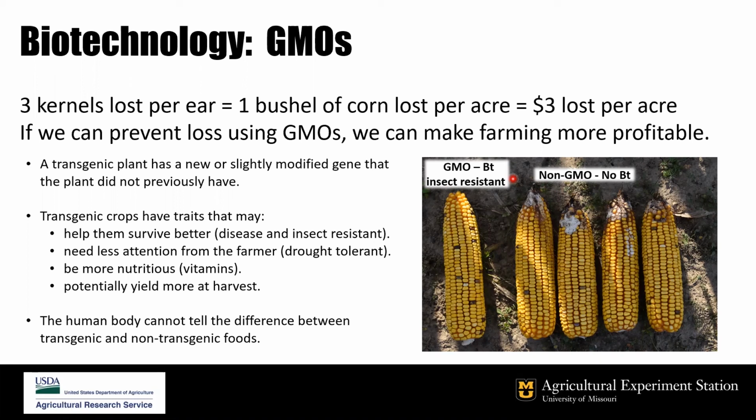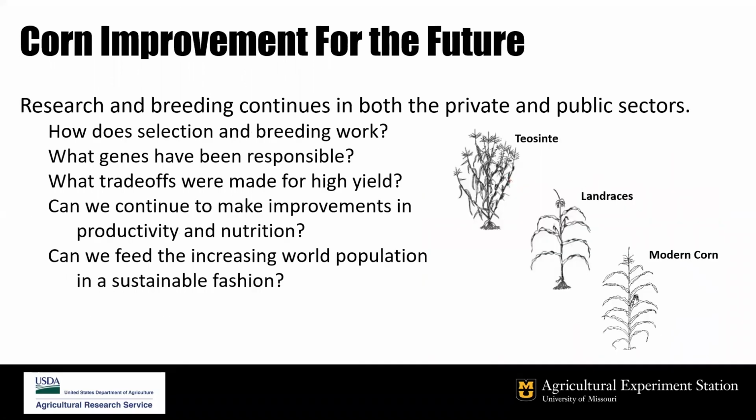It's also important to know that these genes are just DNAs that make proteins that are not going to harm human beings. And so the human body can't tell the difference between the BT and the non-BT corn when you eat it. And so research and breeding continues in both the private and the public sectors, the seed companies, the USDA, the universities. We are all very interested in understanding how all this selection, going from teosinte to landraces to modern corn, how that breeding process works, what genes have been responsible for all these different changes, and what trade-offs were made when we were selecting for higher yield.